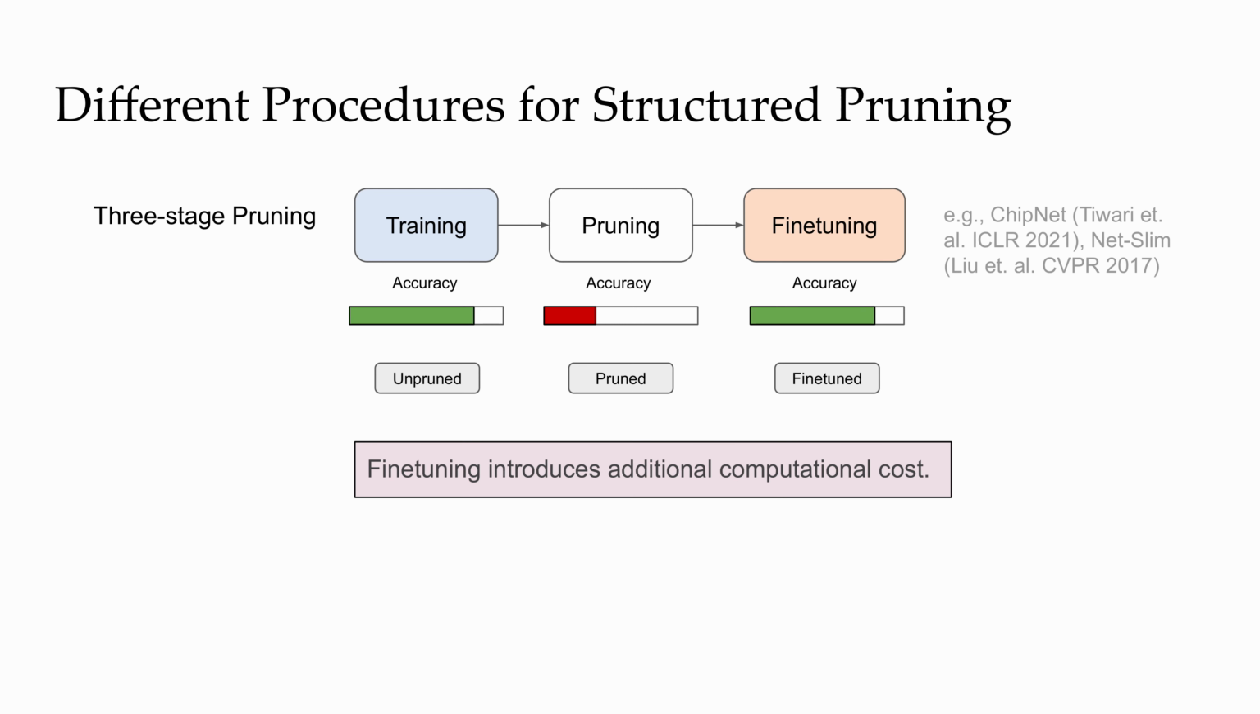Finally, to recover the lost accuracy, the pruned model is fine-tuned over the training set in the third stage. Note that fine-tuning adds additional computational costs to the overall pruning procedure. Also, there are multiple strategies for fine-tuning, and selecting the best strategy for a problem is non-trivial.